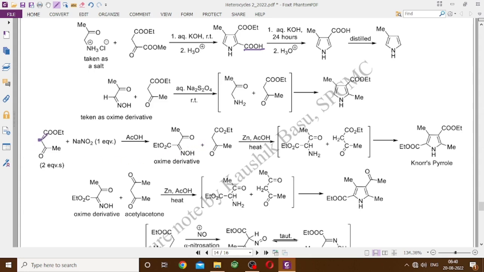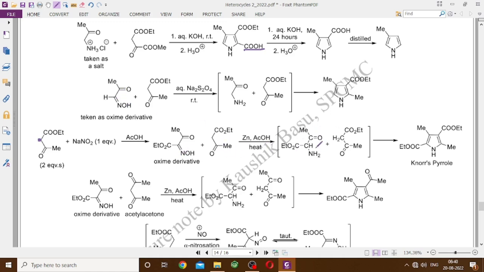This one being the more acidic, the enol is more stable here, and therefore you get an oxime here, and that oxime is liberated. Previously it was liberated by Na2H2O4, and this time it is liberated by zinc and acetic acid. So it's a reducing environment from which you can reduce the oxime to liberate the NH2.